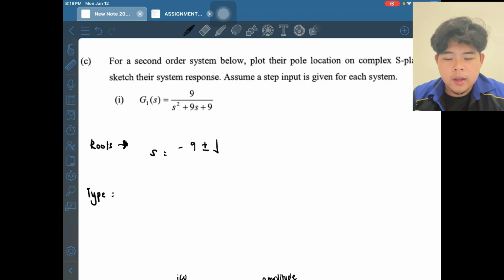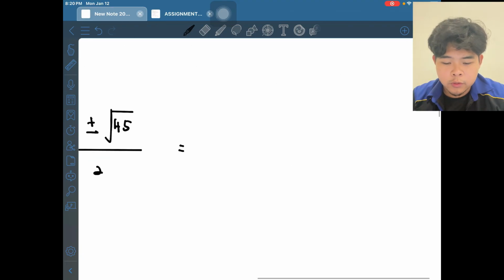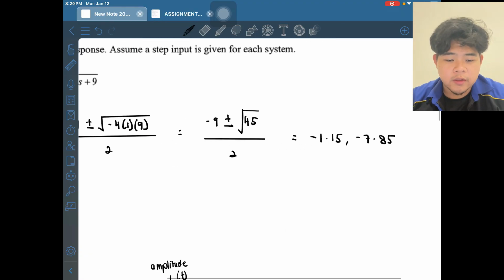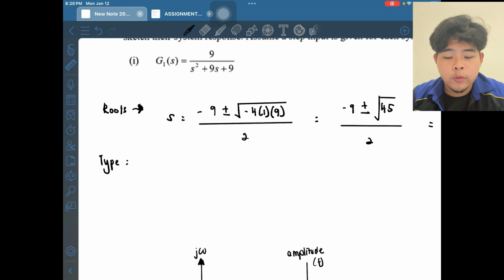So s equals negative 9 plus minus the square root of negative 4 minus 1, 9 over 2, and then we will get negative 9 plus minus 45 over 2, and then we will get negative 1.15 and negative 7.85. From this, we know that it is two distinct real negative poles.